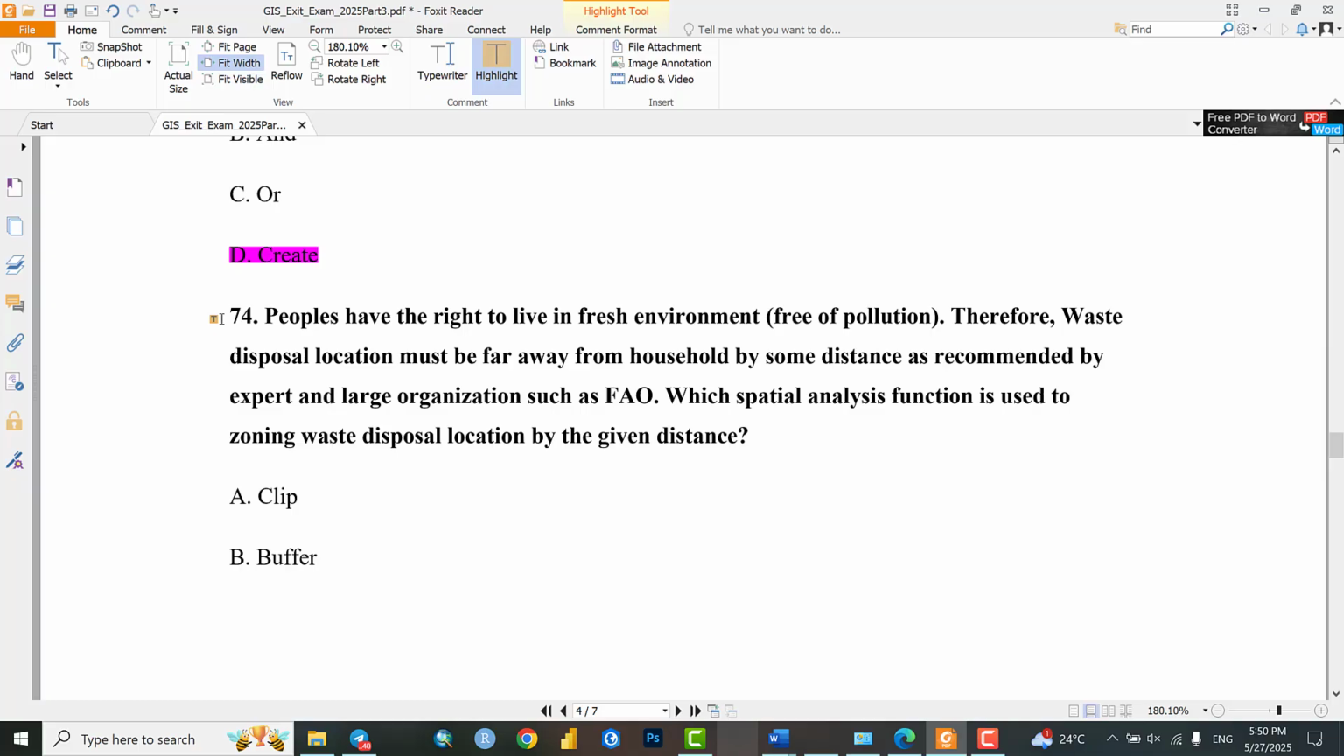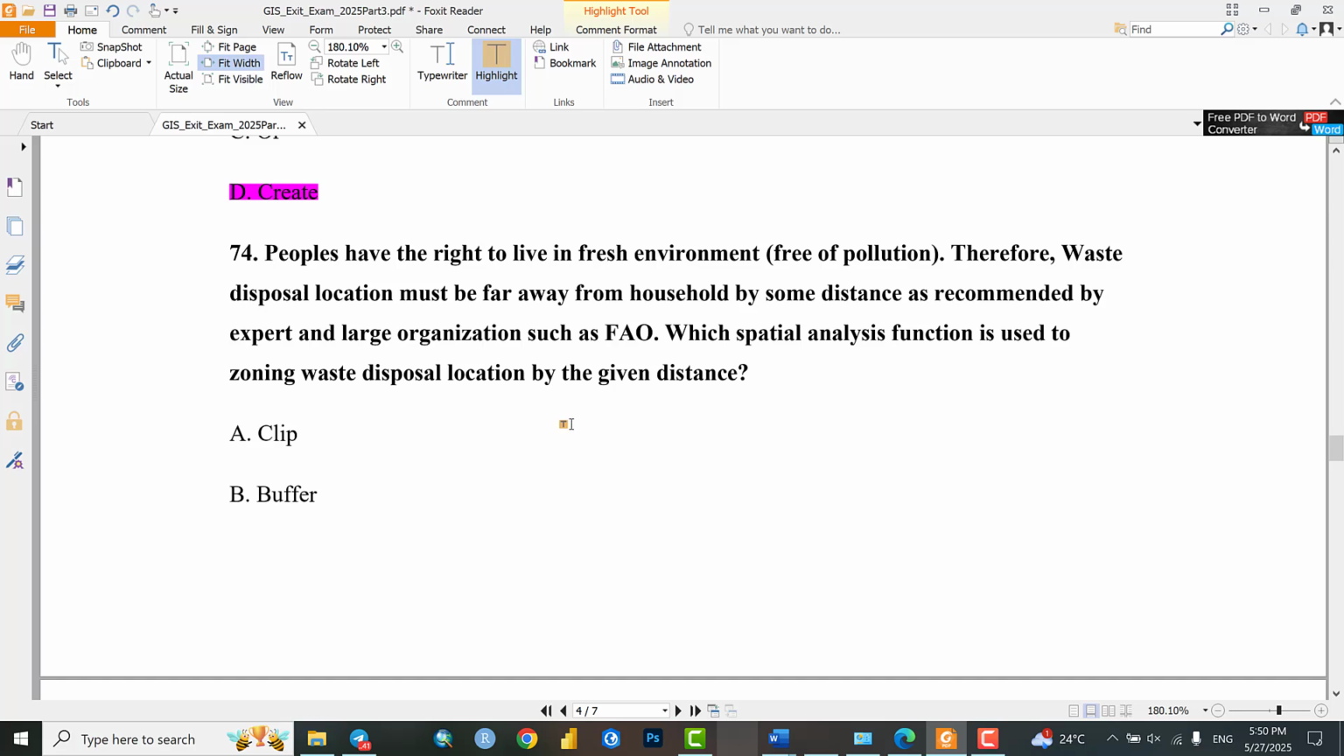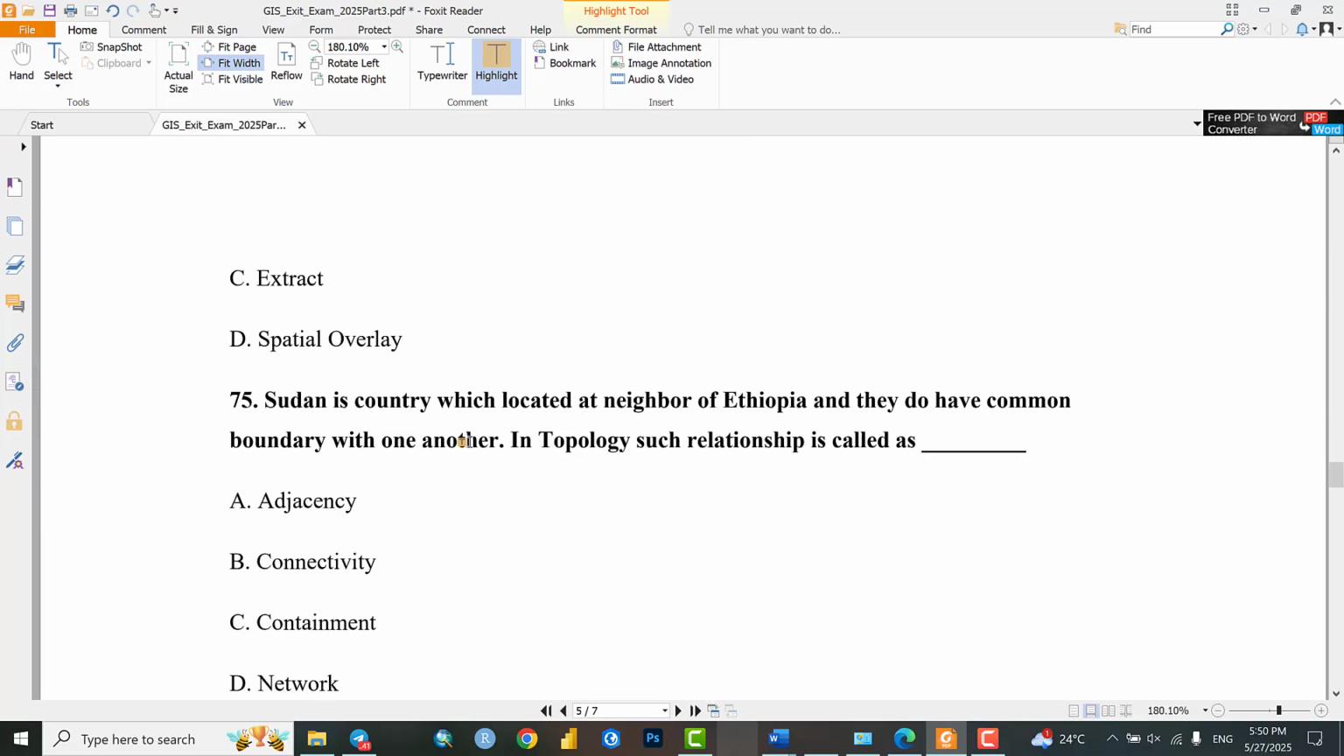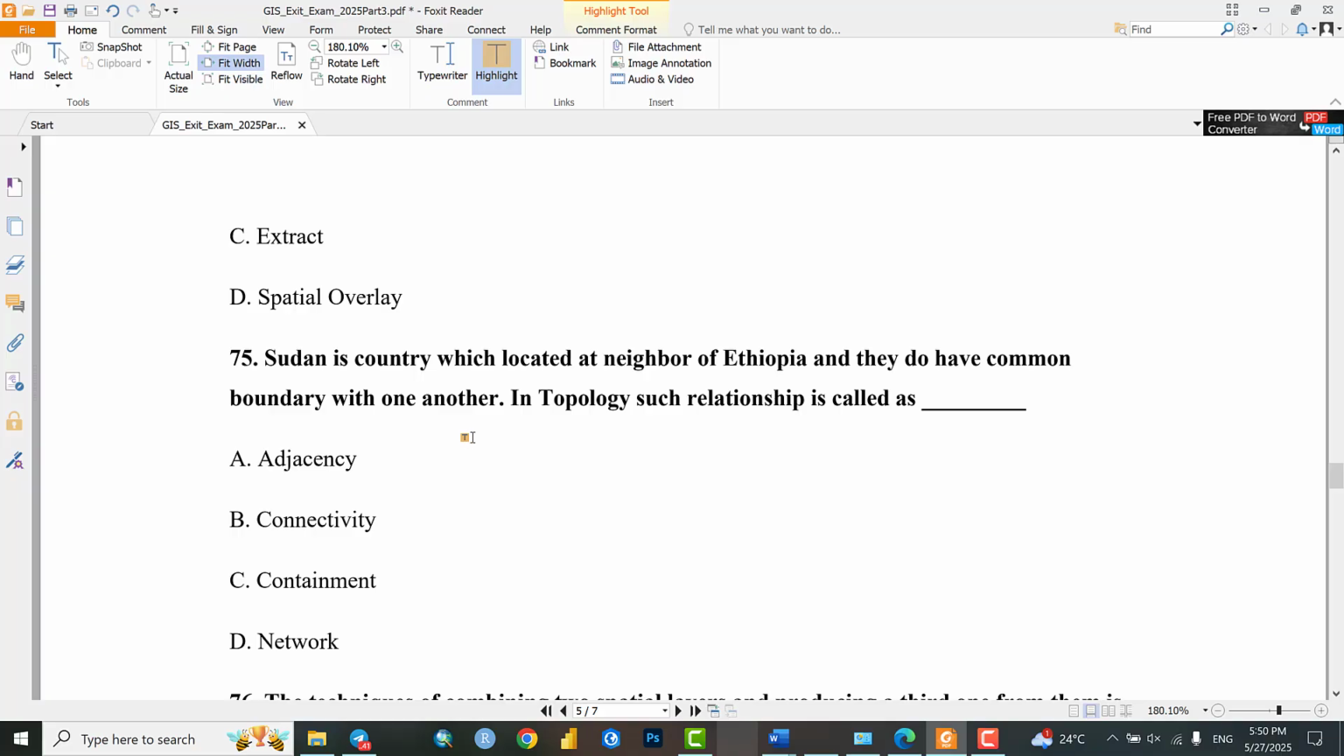So question number 74. People have the right to live in fresh environments that are free of pollution. Therefore, waste disposal locations must be far away from households by some distance, recommended by large organizations such as FAO. Which specialized function is used to zone waste disposal locations by a given distance, kilometers, meters, or feet? It is called buffer. Buffering of some kilometers, buffering of some meters. So this is called buffering, or buffer.